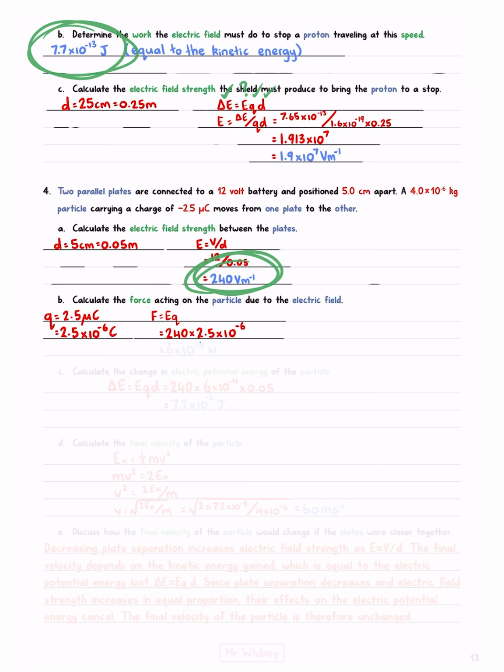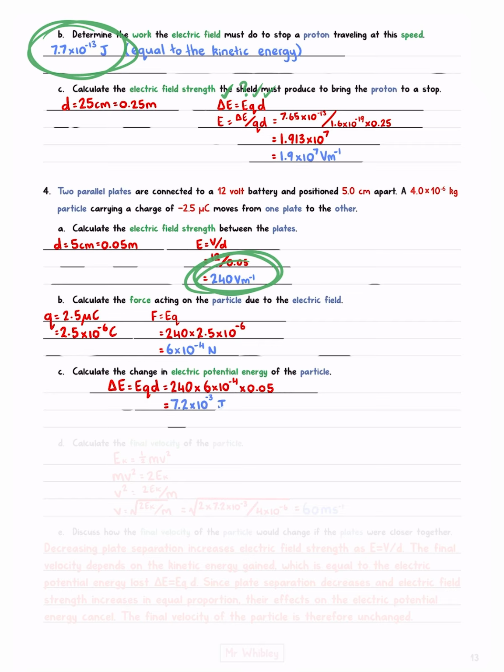Putting these numbers in gives me 6 times 10 to the minus 4 newtons. Calculate the change in electric potential energy of the particle. Our electric potential energy is EQD, where we know all of these things, which gives us 7.2 times 10 to the minus 3 joules.